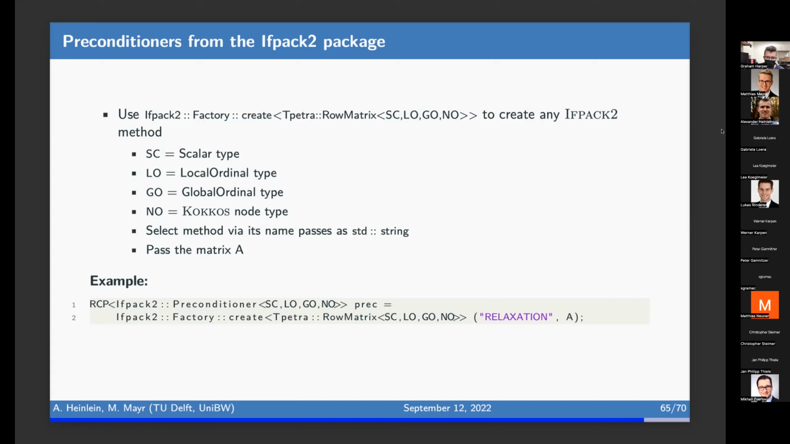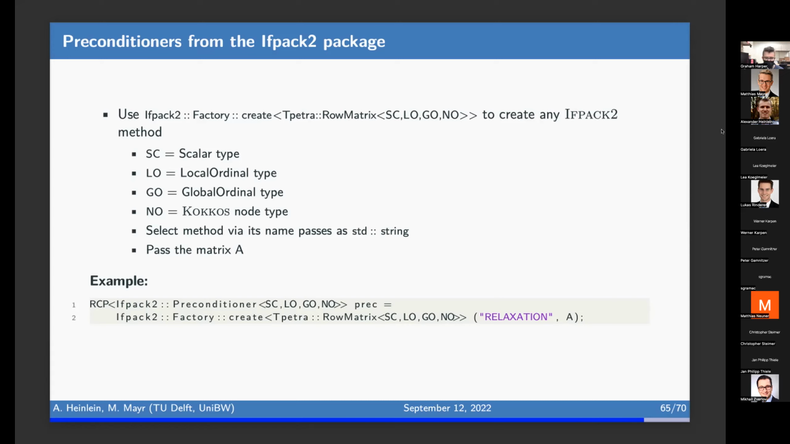This is especially important because as your problem gets larger and larger, if you have more than 2 billion variables, then you have to start worrying about what your global ordinal type is, because your global ordinal type is then incorrect. Your global ordinal needs to be something that can support 2 billion or more variables, and you have to change things like that. NO corresponds to Kokkos nodes, and this is also related to architectures and other concerns that you might have about working across various machines.